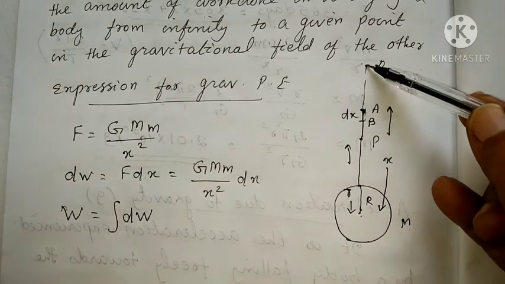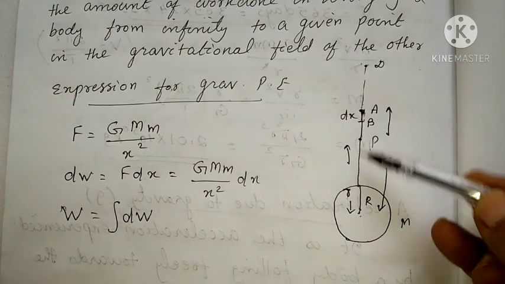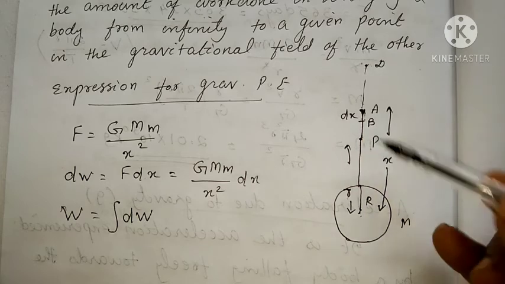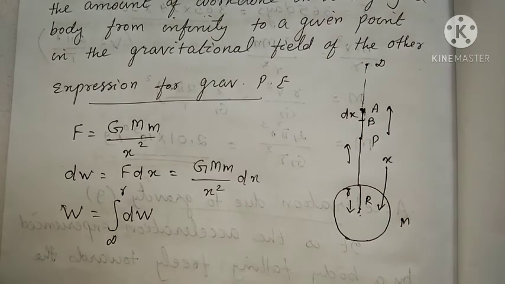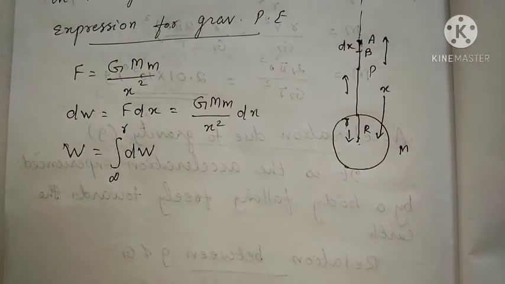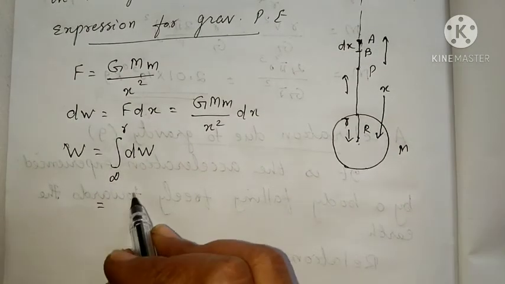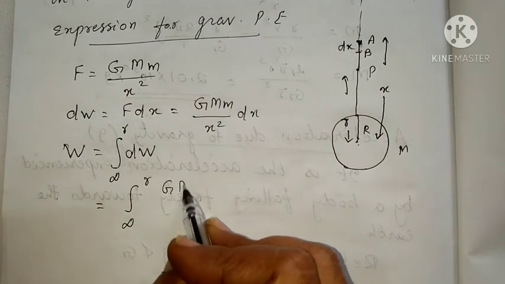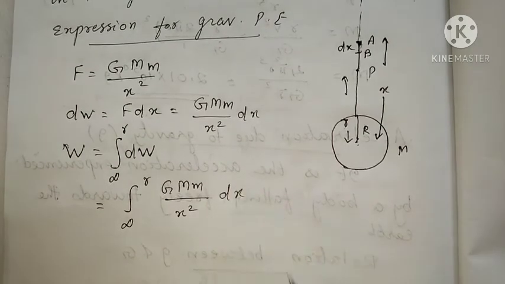Infinity means the body is at a distance infinity from the center of the earth, and the point P is at a smaller distance from the center of the earth. So, you should apply the integration from infinity to r. Then we will get the total work done, and it is stored in the form of potential energy. So, we can substitute dW, that is GMm by x square dx, from infinity to r.